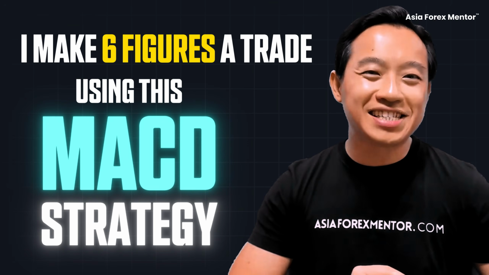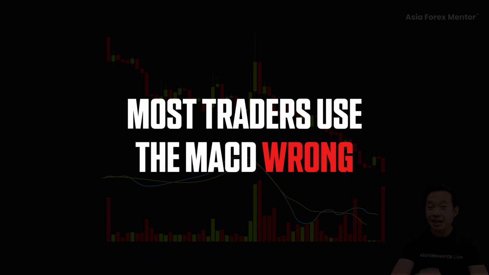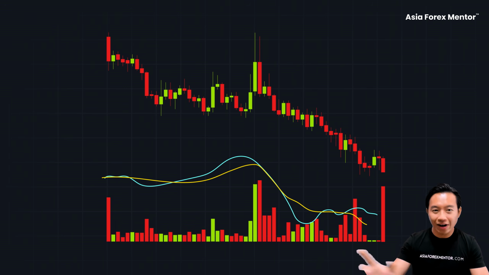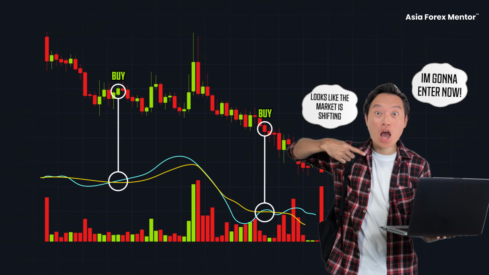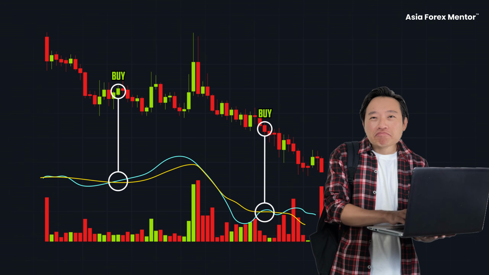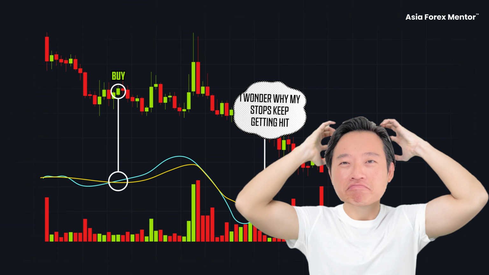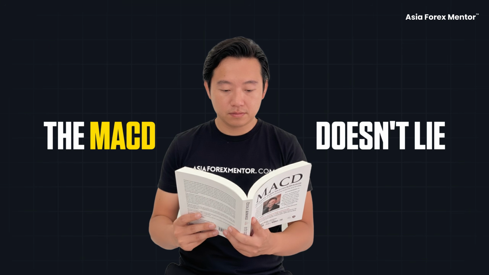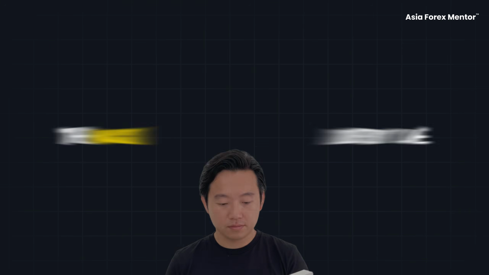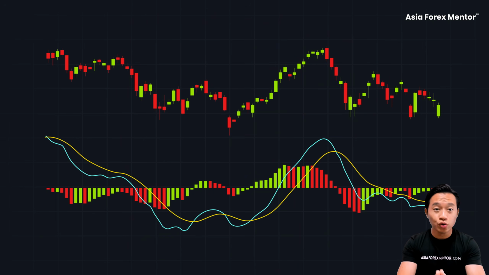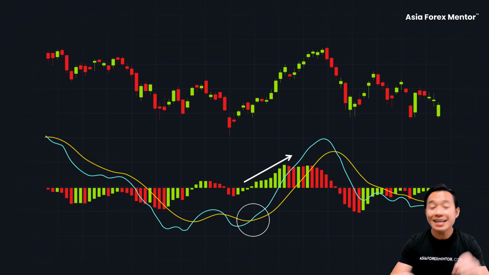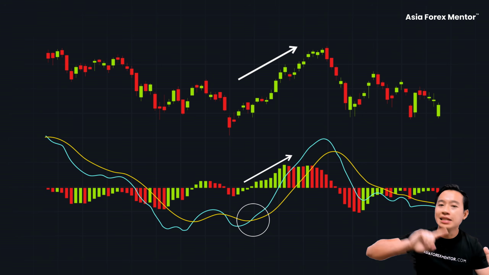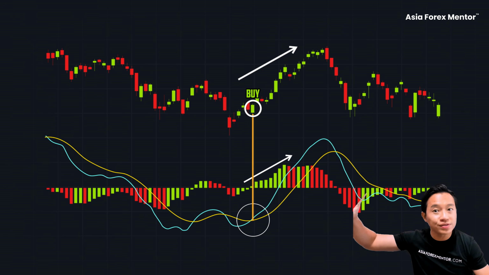So let me hit you with this. Most traders use the MACD wrong, right? They chase every crossover. They get faked out by the fake signals and they wonder why their stop loss keeps getting hit. So the MACD doesn't actually lie. They just don't know how to read it, right? But here's the difference. When you use it the right way, the MACD actually stops lagging, right? It starts leading you into some of the biggest moves out there, right?